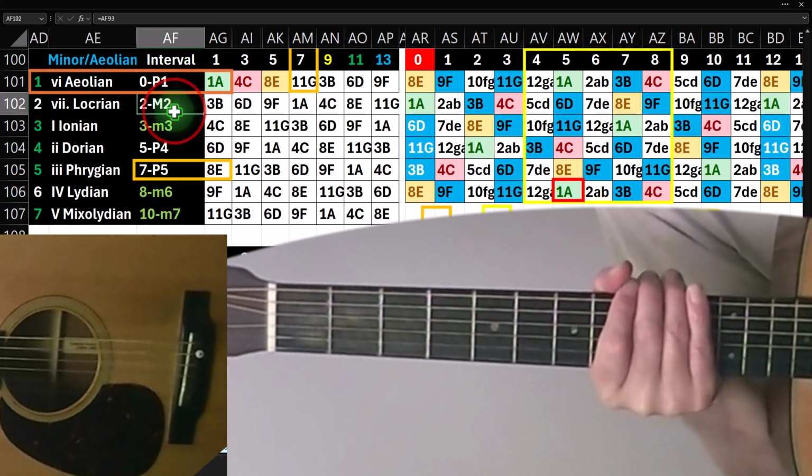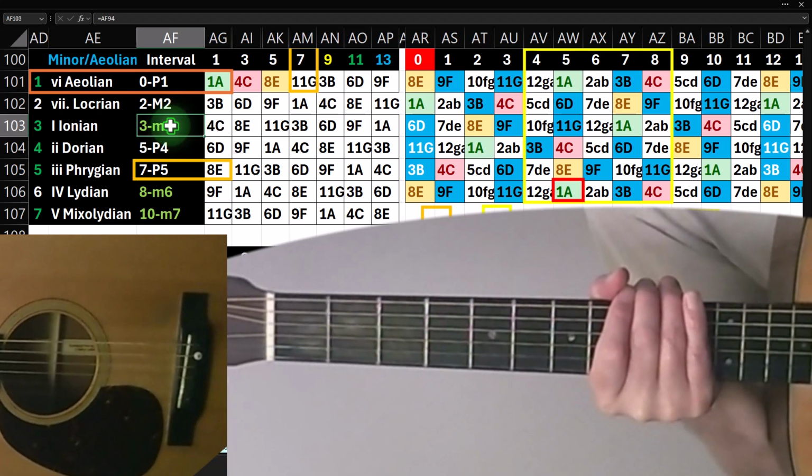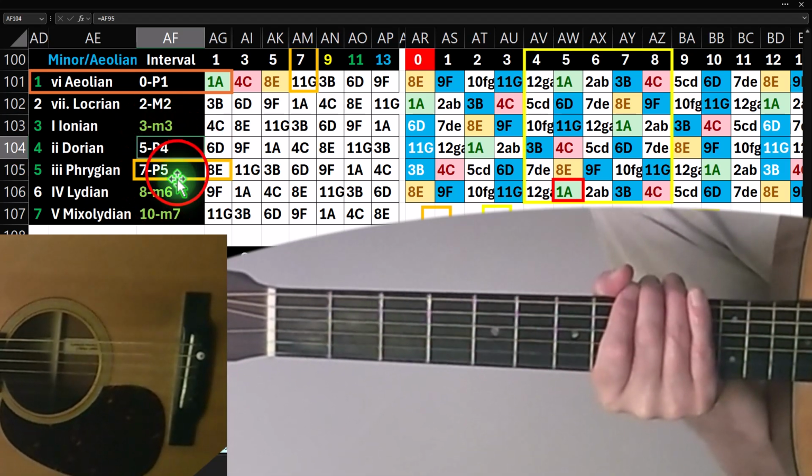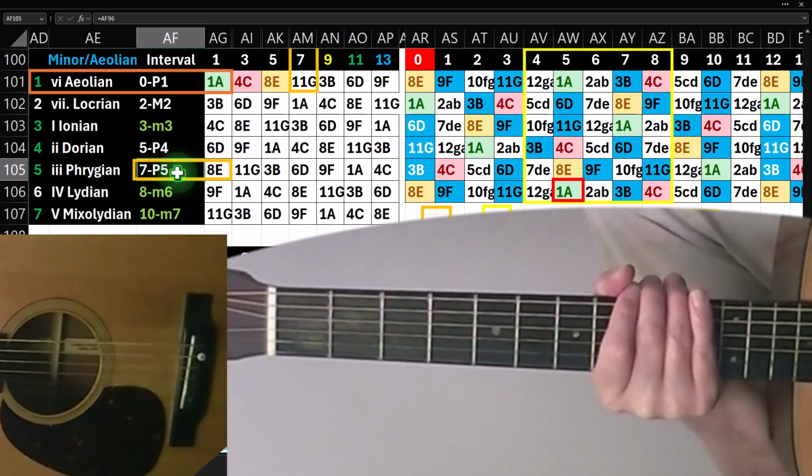If I go down to the minor scale down here, then you've got a 0 note away perfect first, a 2 note away major second, which is the same, even though it's a major second for the minor scale. You've got a 3 note away minor third, flattened third, that's what we expect. 5 note away perfect fourth, 7 note away perfect fifth. Those are the same on the major and the minor.